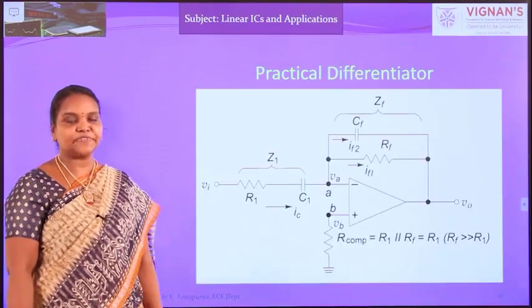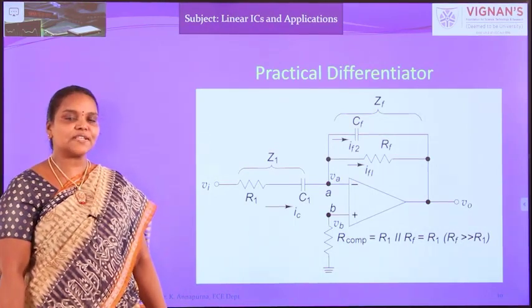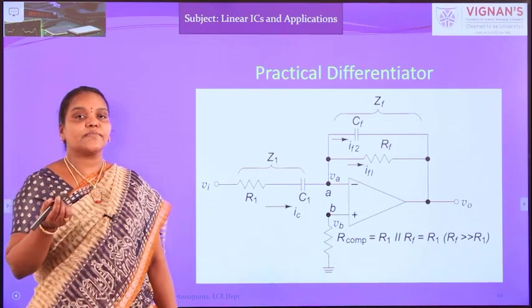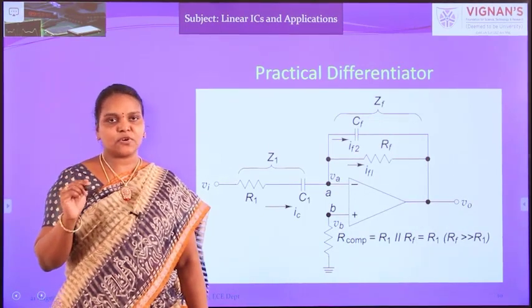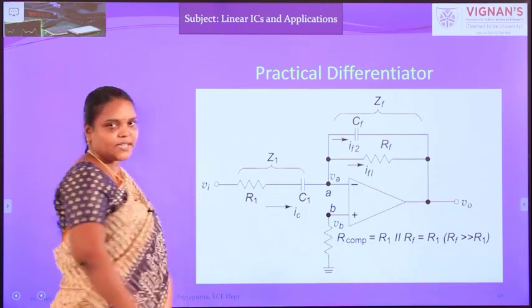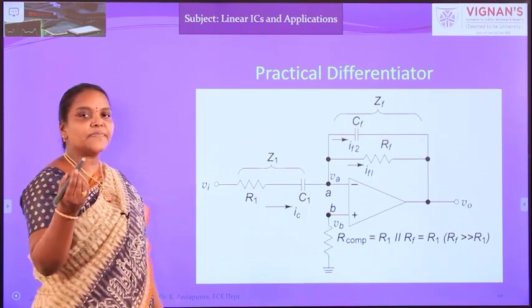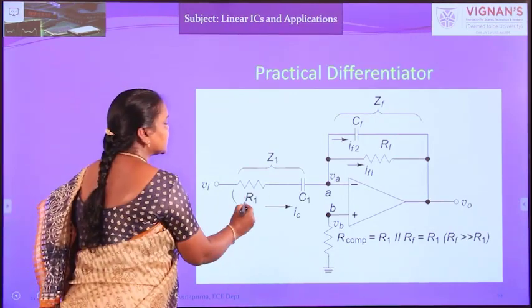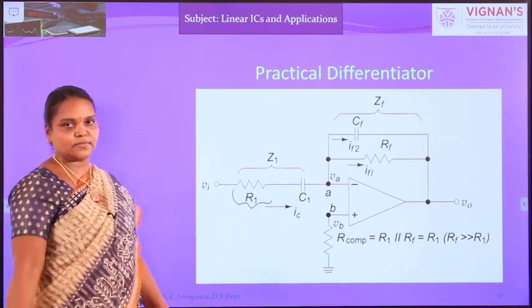This is the practical differentiator circuit. So what was the first problem? Its input impedance is varying with respect to frequency, because at the place of input impedance we have only a capacitor alone. So to overcome that problem, we are connecting a high resistance value in series with C1.